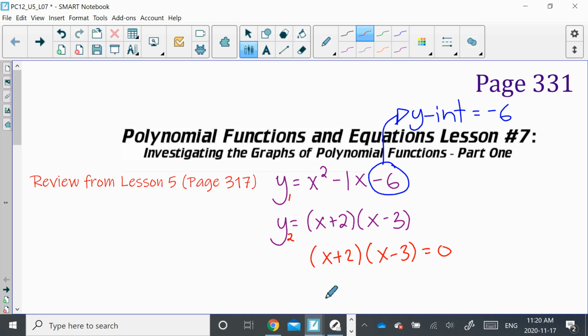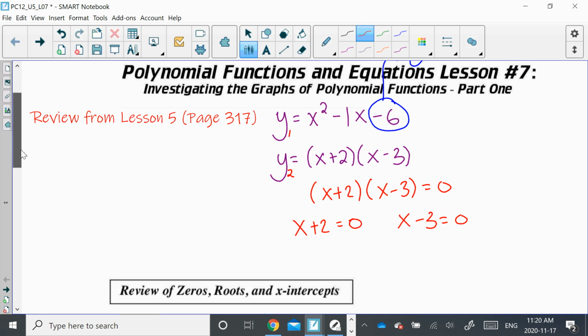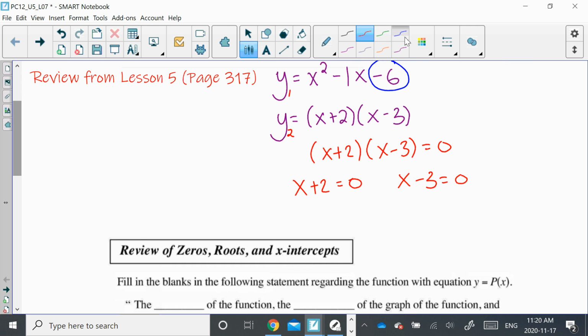Then you take each individual factor. One of my factors was x plus 2 is equal to 0. The second factor was x minus 3, that is equal to 0. You set each factor equal to 0 and you solve for x. So for this factor, x is equal to -2. For this factor here, x is equal to -3.